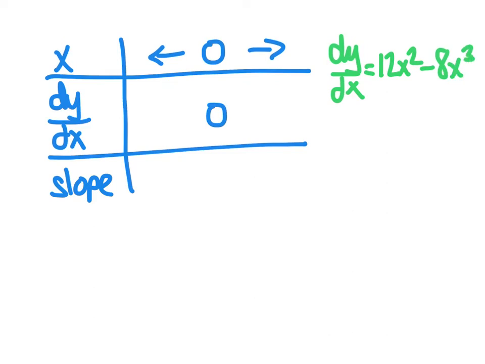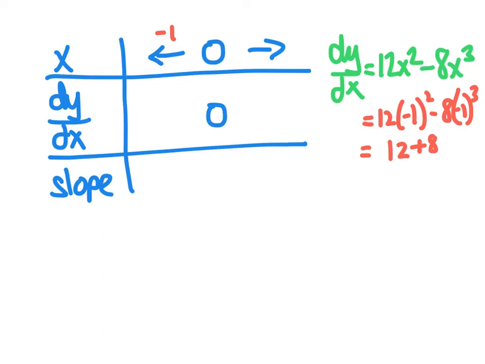Now for a little bit less than 0, I'm going to be thinking about negative 1. So I'm going to be saying 12 times negative 1 squared minus 8 times negative 1 cubed. Negative 1 squared is positive 1, so that's 12. And negative 1 cubed is negative 1 times negative 8 is plus 8. Which is going to give us 20. So I have a positive gradient just before the stationary point.